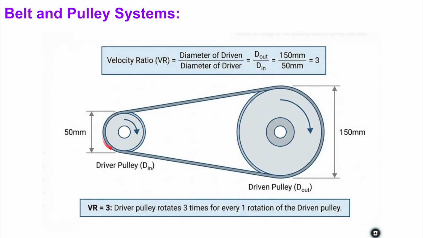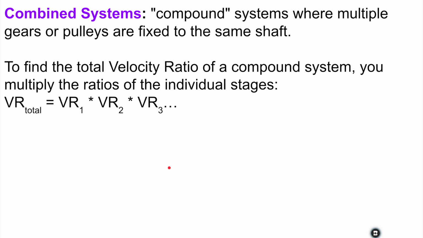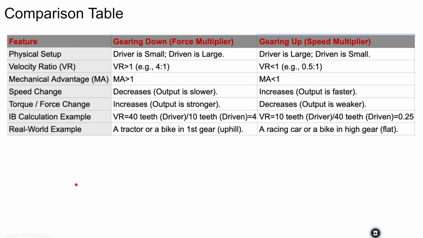We've got a 50 millimeter driver pulley and a 150 millimeter driven pulley, and we can see that the VR is 3. When we have a combined system or compound system where multiple gears or pulleys are fixed to the same shaft, in order to find the velocity ratio of this system, you need to multiply the ratios of the individual stages. So the total velocity ratio will be stage 1 times stage 2 times stage 3. Let's look at a comparison table.